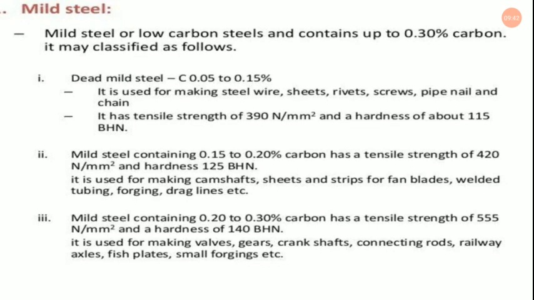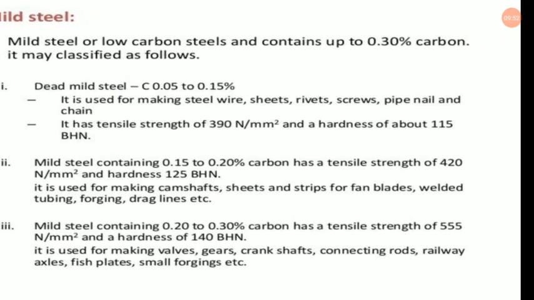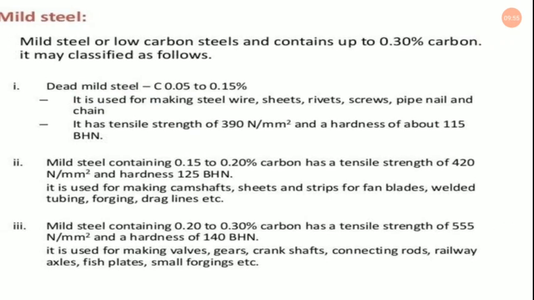Mild steel, or low carbon steel, contains up to 0.3% carbon. It may be classified as follows. Dead mild steel has 0.05 to 0.15% carbon. It is used for making steelware, sheets, rivets, screws, pipe, nails and chain. It has a tensile strength of 390 Newton per millimeter square and a hardness of about 115 BHN.